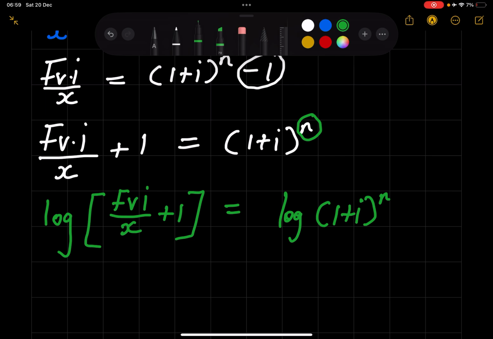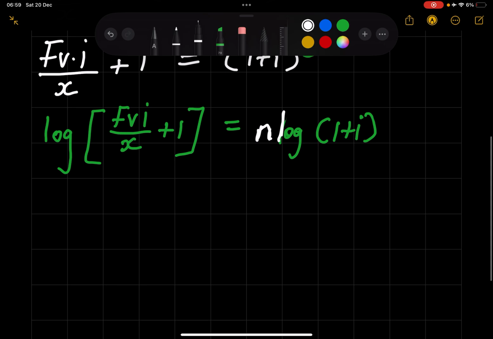And according to the laws of logarithms, the exponent can become a coefficient of the log. So the n, the exponent, is going to become the coefficient. And then I can now remove it there. That is the most important rule you need to know. The exponent just becomes the coefficient of a log.